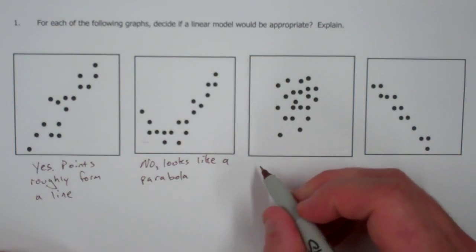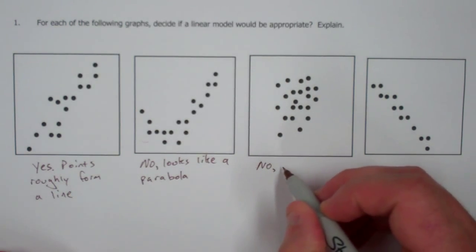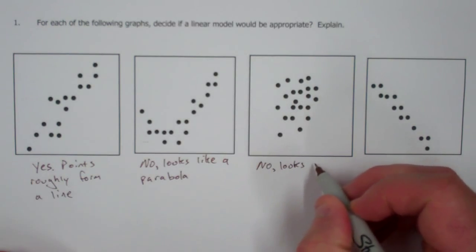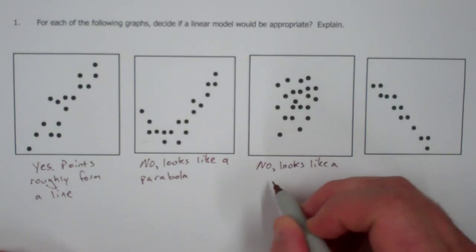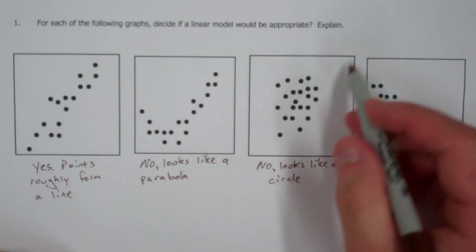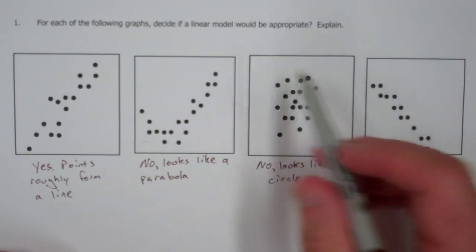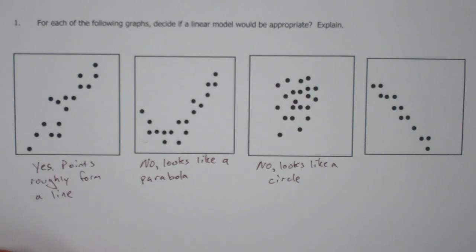This one also, a linear model is not appropriate. It looks like a circle. There's no line that's defined here at all. You could draw a bunch of best fit lines through this, and who knows which one it would be.